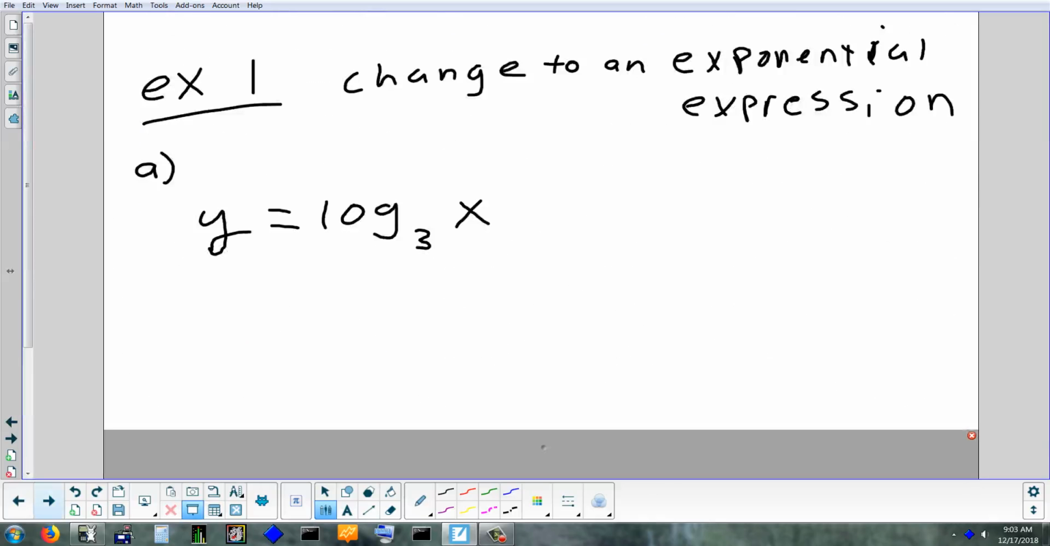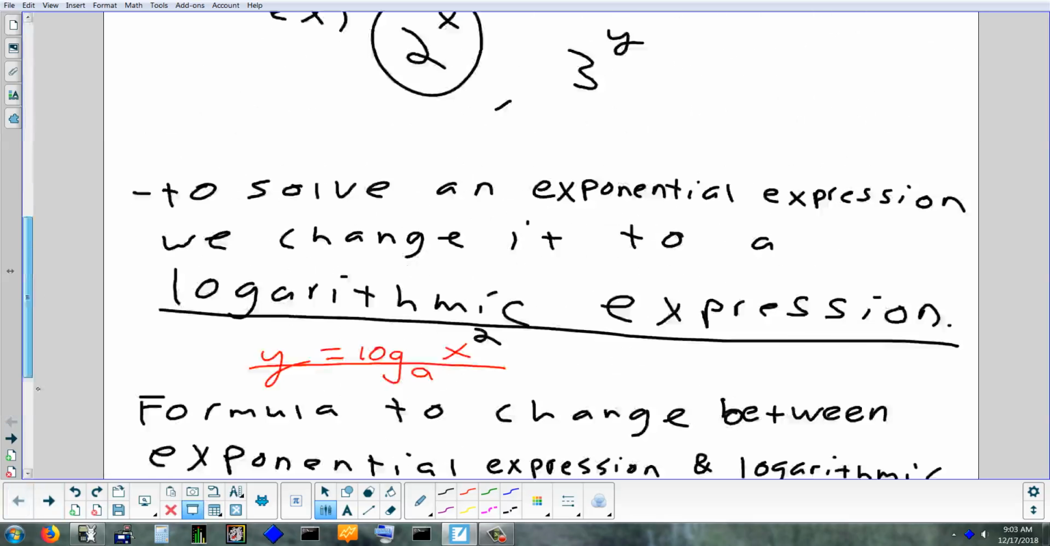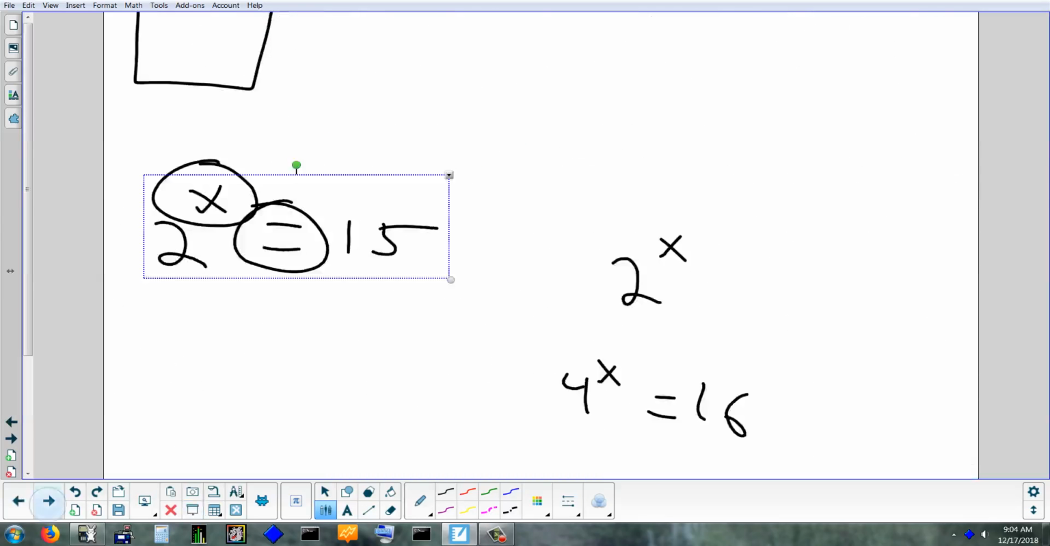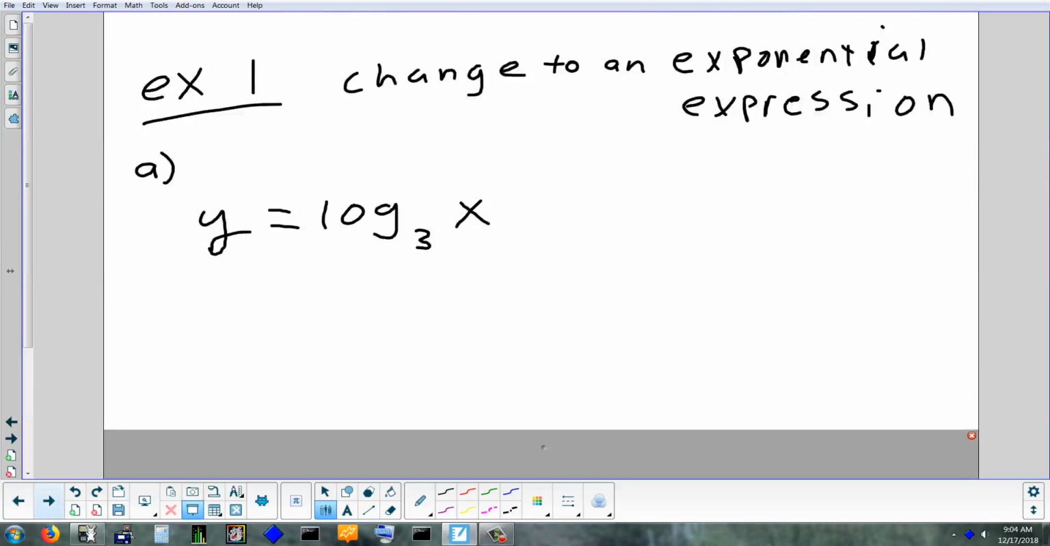We want to read it exactly. Make sure we write that down so we know how to say it. Corey? Y equals the log base 3 of x. Perfect. The fact that he tells me base 3, I would do something on the calculator if I was doing this problem out. I would somehow type that in, and we'll learn how to type it in later. So y equals log base 3 of x.